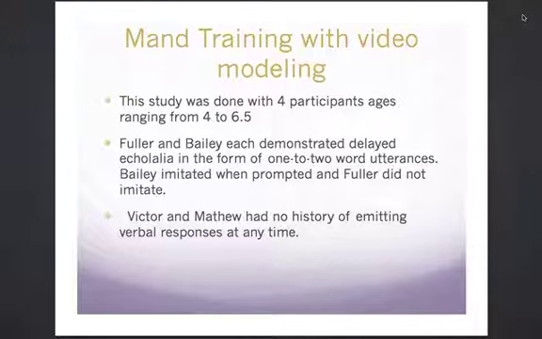Fuller and Bailey each demonstrated delayed echolalia in the form of 1 to 2 word utterances. When prompted, Bailey does imitate.